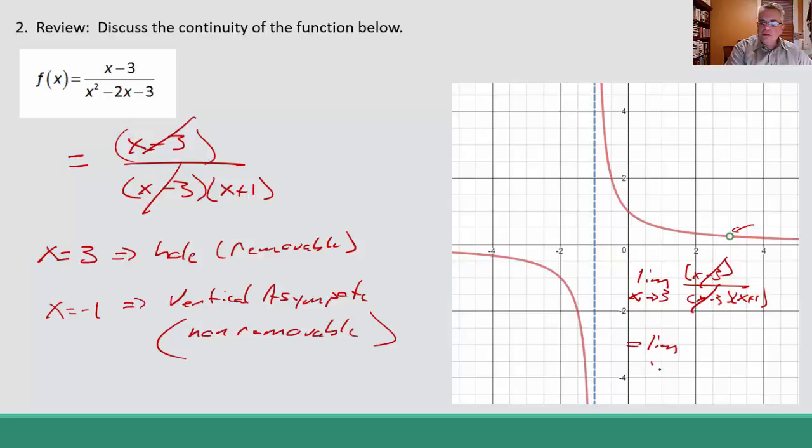We have the limit as x approaches 3 of 1 over x plus 1, which is 1/4. So I just wanted to relate this to what we did before. Here we're just finding where it has holes and asymptotes and discussing the discontinuity. But I want to remind you, how do we actually find where that hole is? Well, we know there's a hole at 3. How do we find the y value of it? That's what the limit is. It's what the function is approaching as we approach the hole.